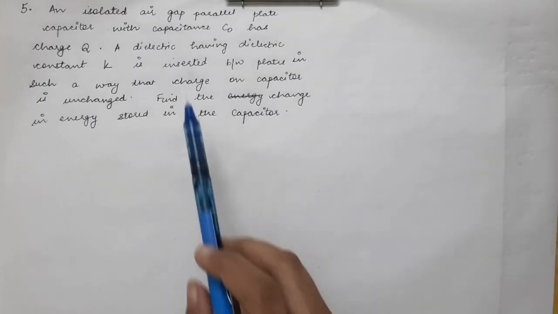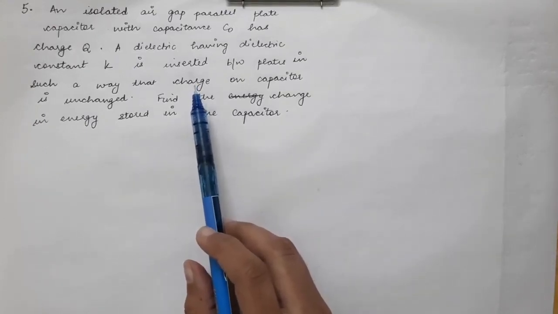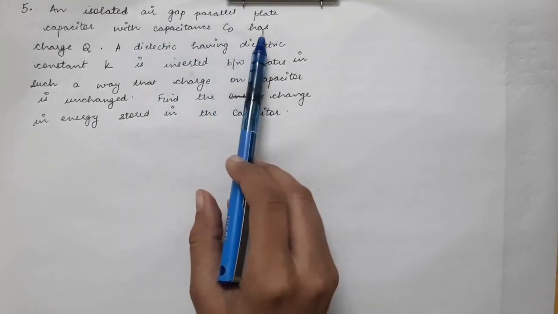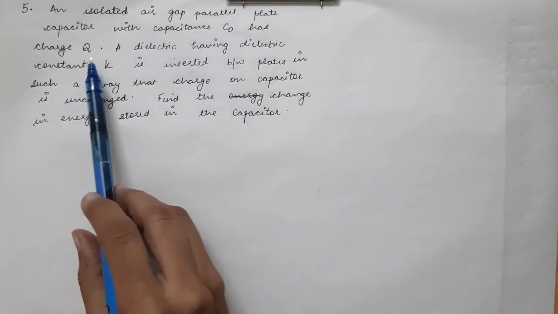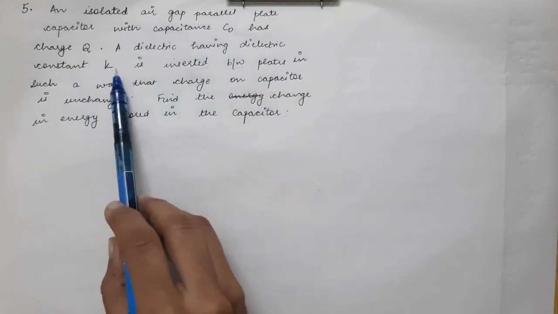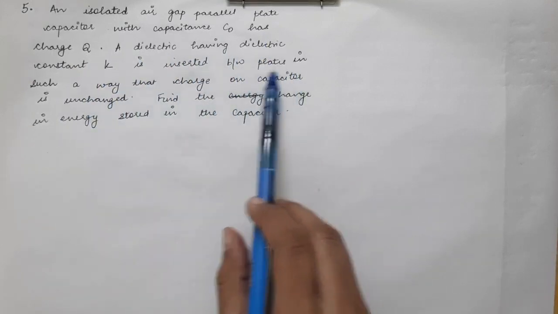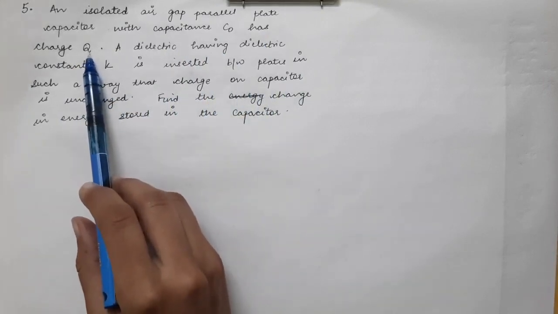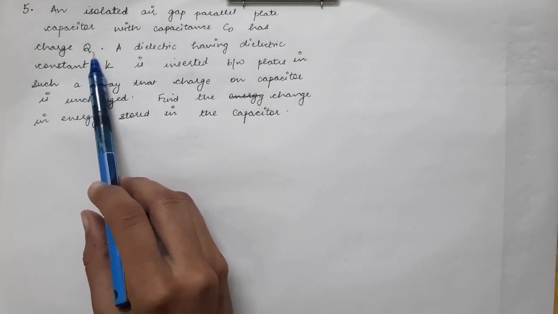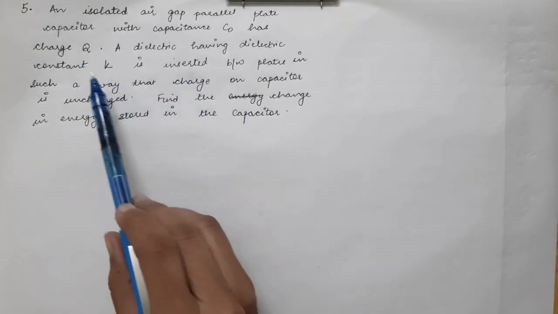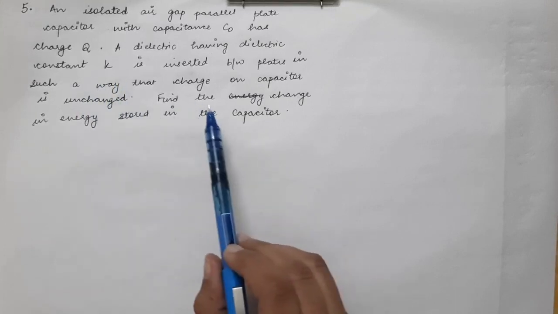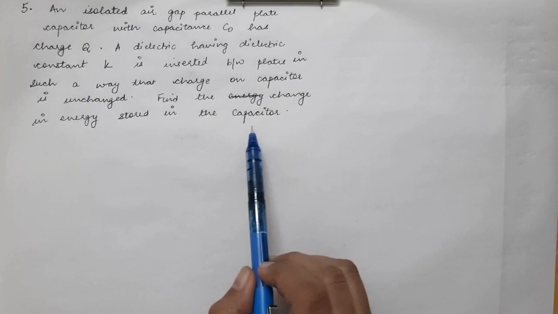Now this last numerical is very similar to the second numerical that we just did. So here we are given that a capacitor has capacitance C0 and it has charge capital Q. Now a dielectric having dielectric constant K is inserted between the plates in such a way that charge on the capacitor is unchanged. So charge on the plates of the capacitor remains the same and is equal to capital Q. So a dielectric of dielectric constant small k is placed. Now we have to find out the change in energy stored in the capacitor. So this is very similar to the second numerical.